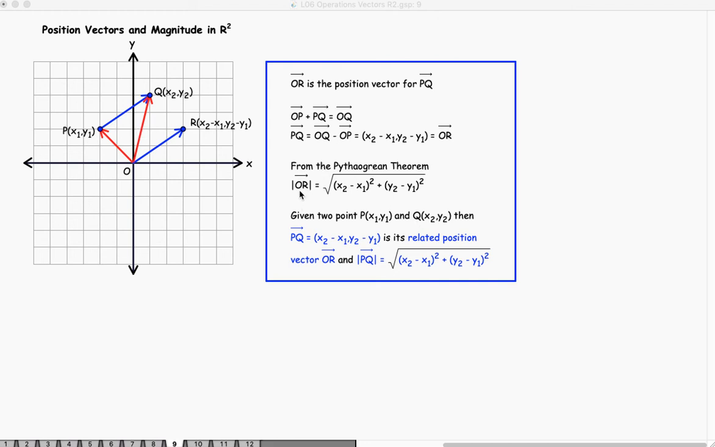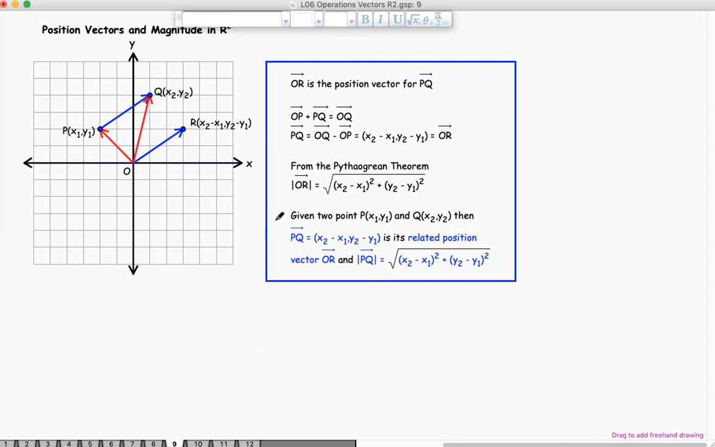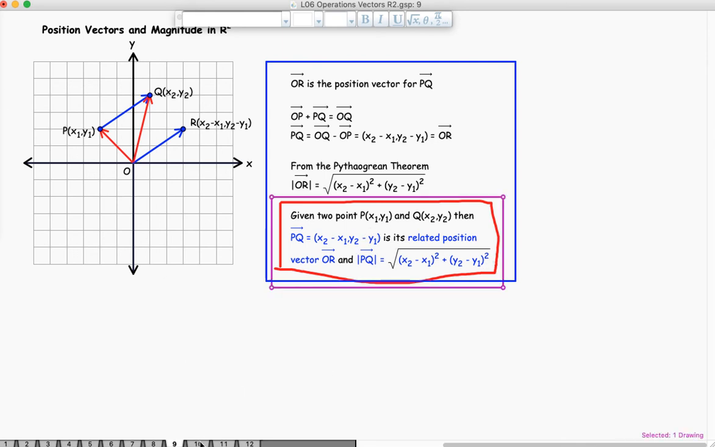The Pythagorean theorem will give us the magnitude of OR. It'll be the square root of the x component all squared plus the y component all squared. So big idea then in the end: be careful when I give you 2 points in space. You have to find the vector. The vector would be x2 minus x1, comma, y2 minus y1, and the magnitude of that vector would be given by that. And then we'll finish off with some example problems.